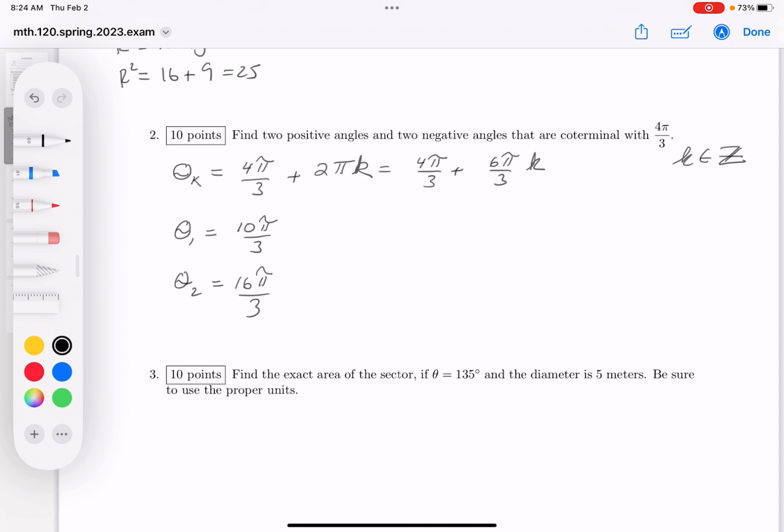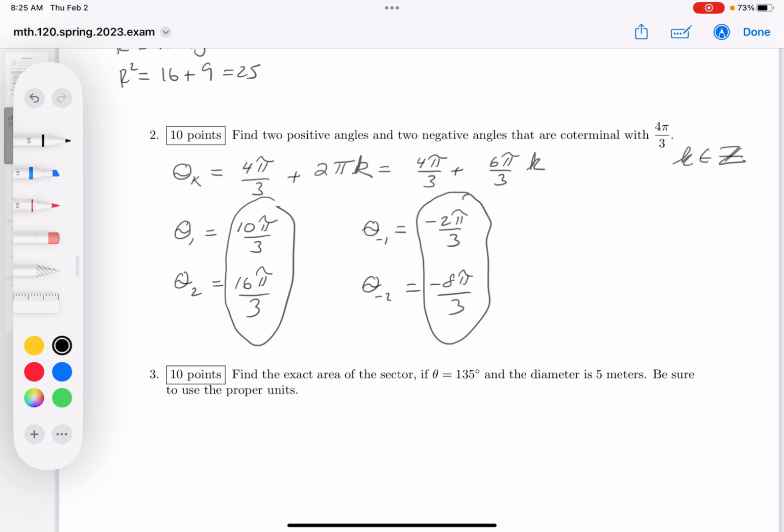I want to look for a negative one, all right? Let's take a look at that. I'm going to say theta minus 1. Well, that's going to be 4 pi minus 6 pi over 3, of course. And you're going to get minus 2 pi over 3. I'm going to do theta minus 2. That'll be minus 12. And minus 12 plus 4 is certainly easy. It's minus 8. And again, we're talking about pi's over 3. So I found 2 positives, and I found 2 negatives. All right? Let me go on.